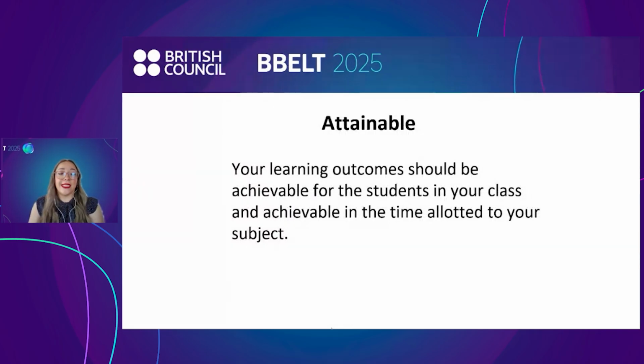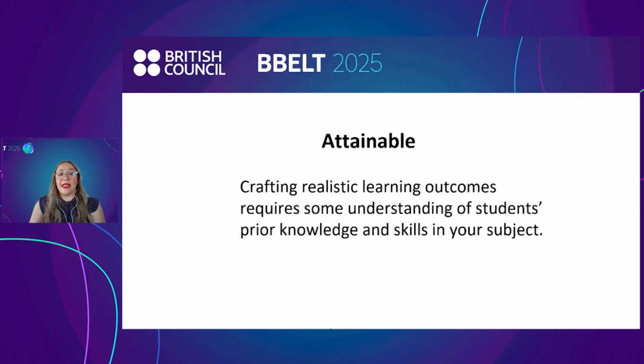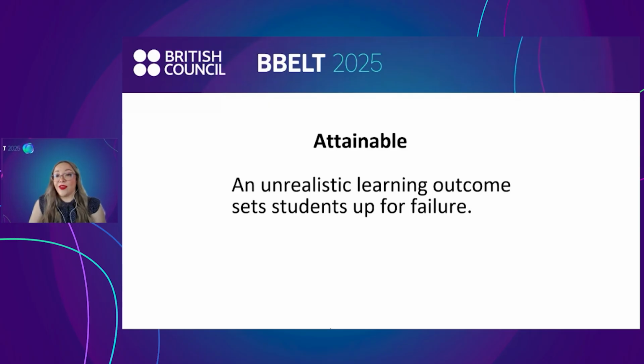Learning outcomes should be achievable for the students in your class and achievable in the time that you have for your subject. Crafting these realistic learning outcomes also requires some understanding of the prior knowledge that your students have in your subject. In this regard, it's advisable to always add an objective at the beginning of the class that allows you to explore the previous knowledge that your students have in that specific topic or subject. And just remember that an unrealistic learning outcome will set your students up for failure.